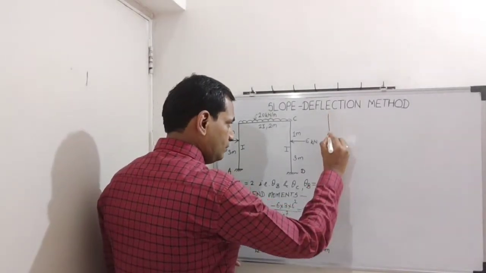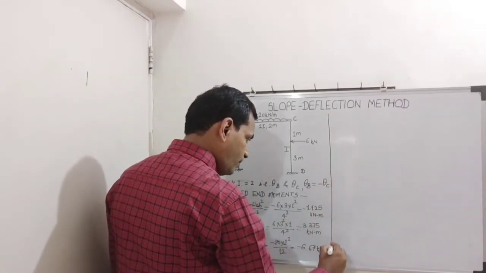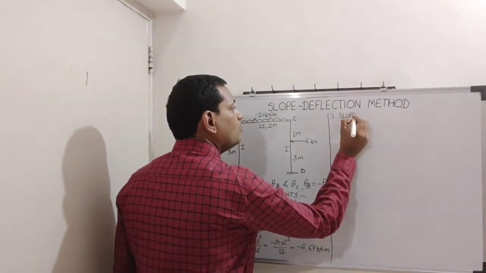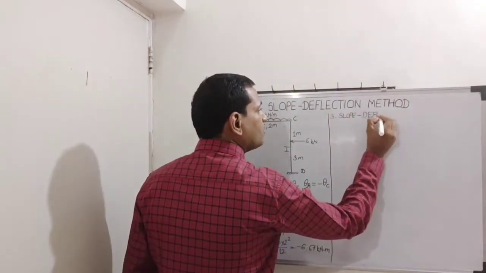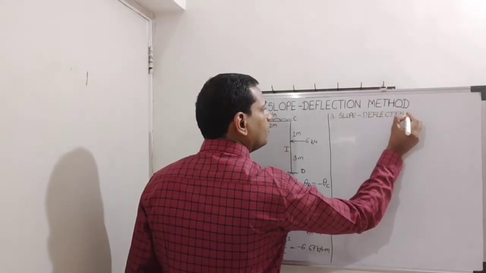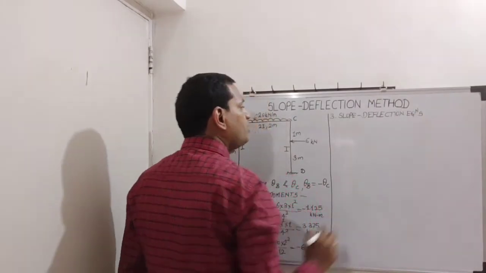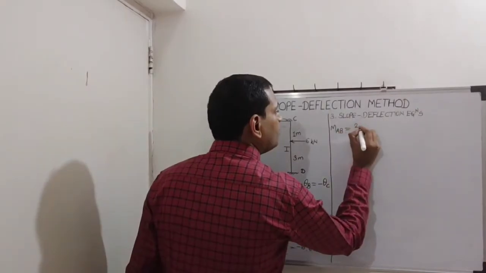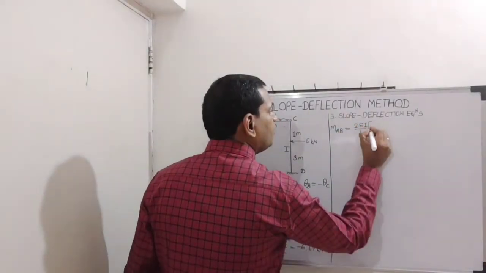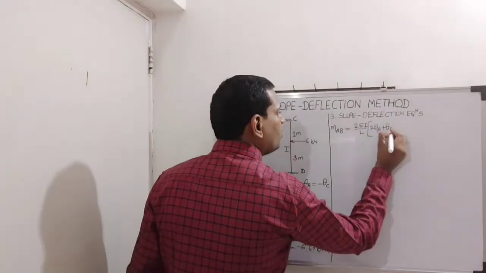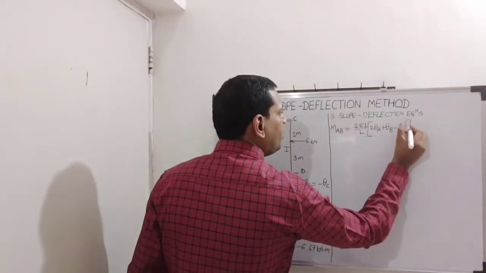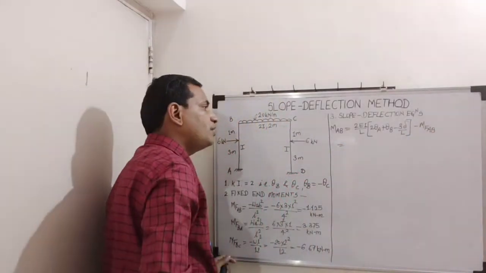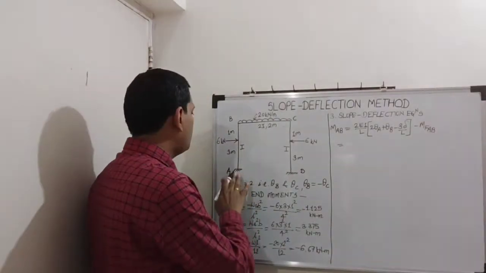Now we will come to the slope deflection equations. So step number 3, slope deflection equations. What are these equations? Let us find. MAB, we know the equation: 2EI by L into bracket 2 theta A plus theta B minus 3 delta by L, minus MFAB. Here theta A and delta are 0 because joint A is fixed.